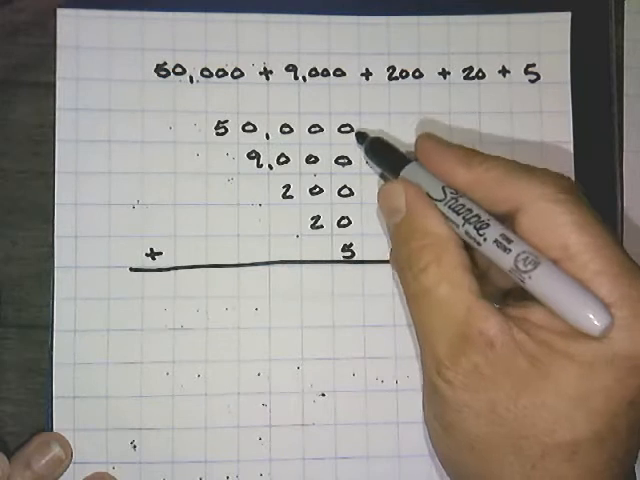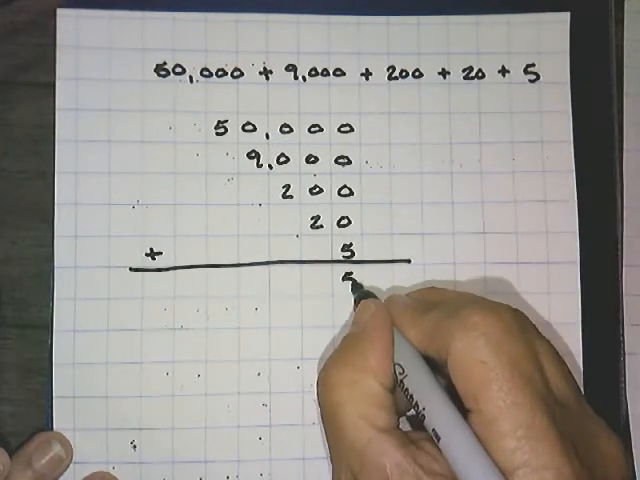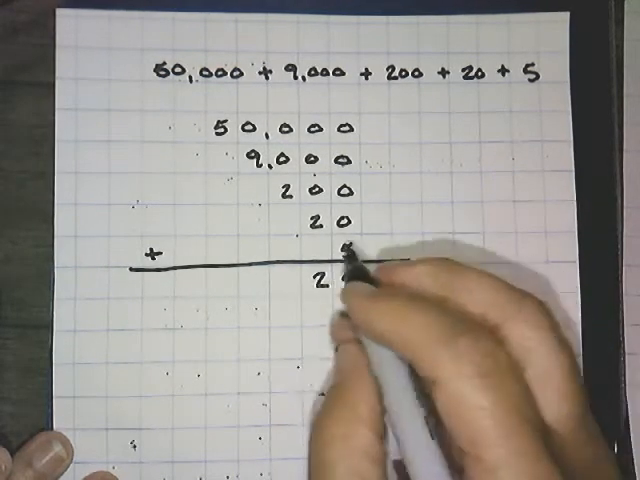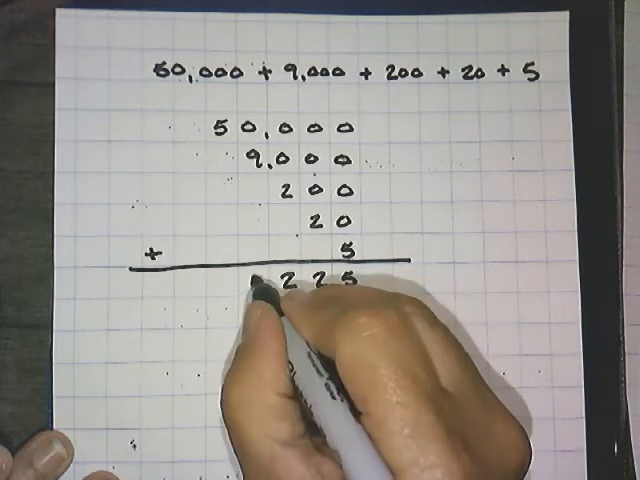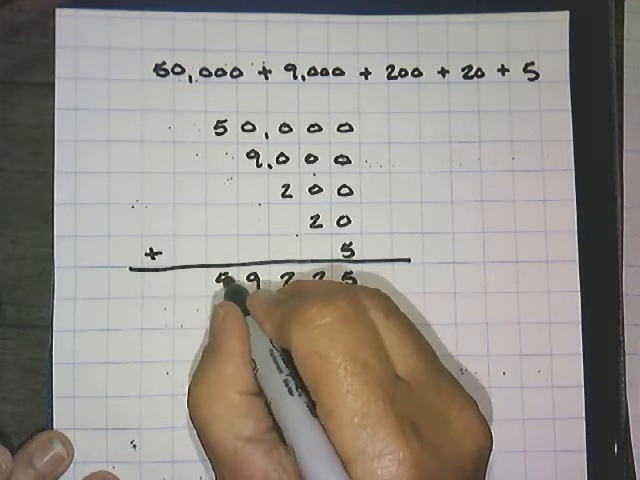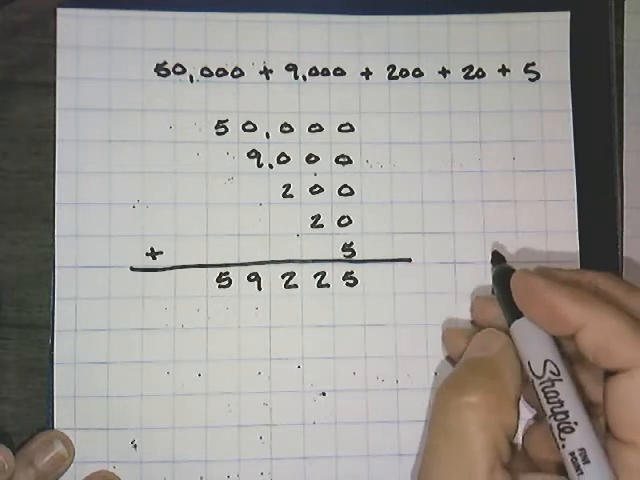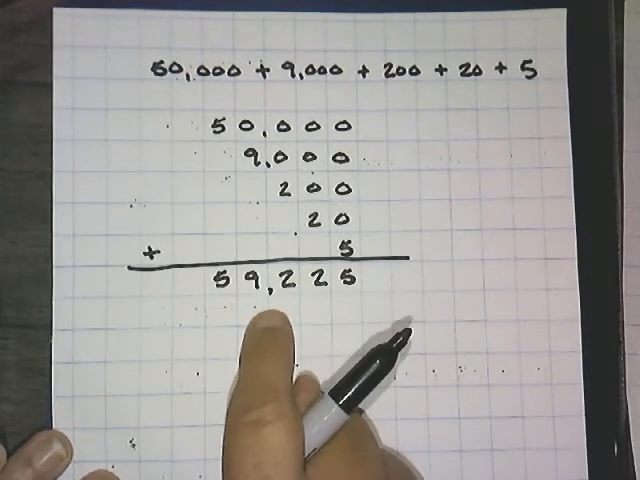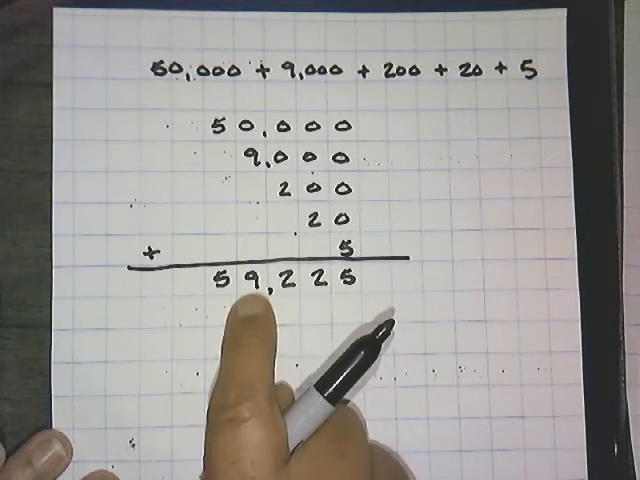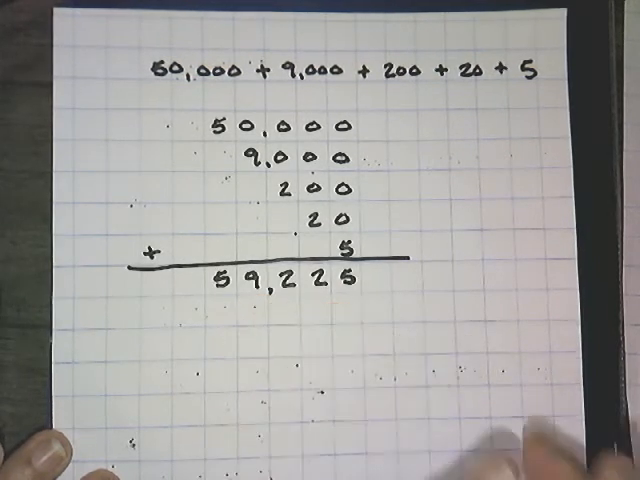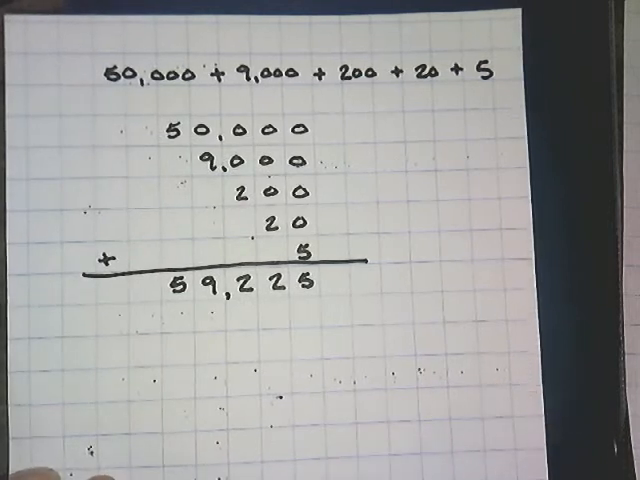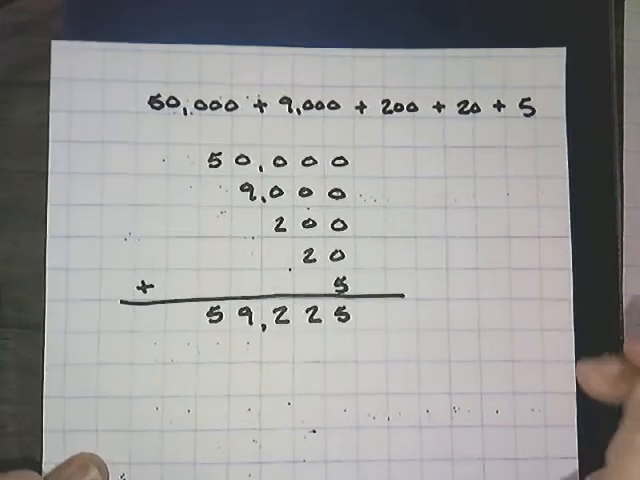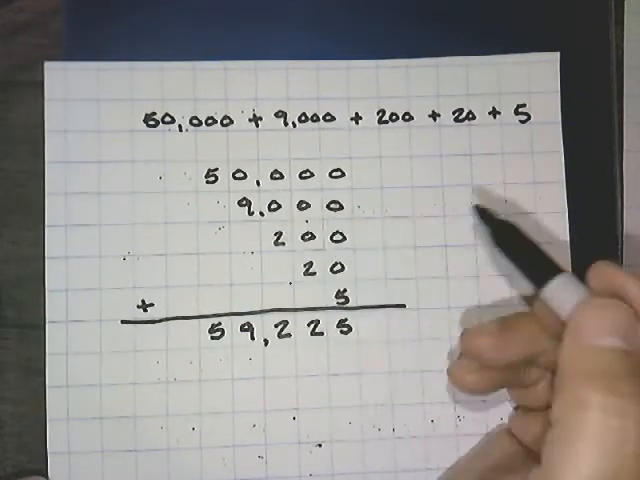When we add this together, we would get 5 ones, 2 tens, 2 hundreds, 9 thousands, and 5 10,000s. Don't forget your comma. So your answer, in standard form, is 59,225.